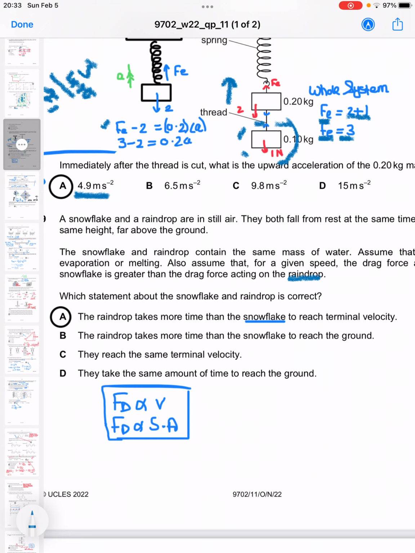It's option A. It says that the raindrop takes more time than the snowflake to reach terminal velocity. So when the drag force increases, it would make an object reach terminal velocity more quickly. And do remember that drag force is directly proportional to the velocity, and drag force is directly proportional to the surface area. The greater the surface area, the greater the drag force, the greater the velocity, the greater the drag force.